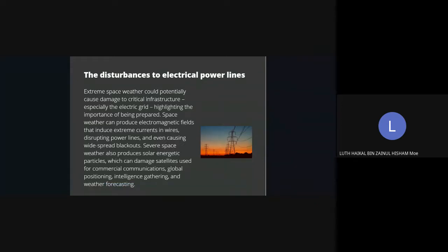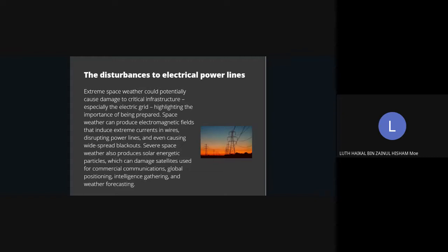The disturbance to electrical power lines. Extreme space weather could potentially cause damage to critical infrastructure, especially the electric grid, highlighting the importance of being prepared. Space weather can produce electromagnetic fields that induce extreme currents in wires, disrupting power lines and even causing widespread blackouts.